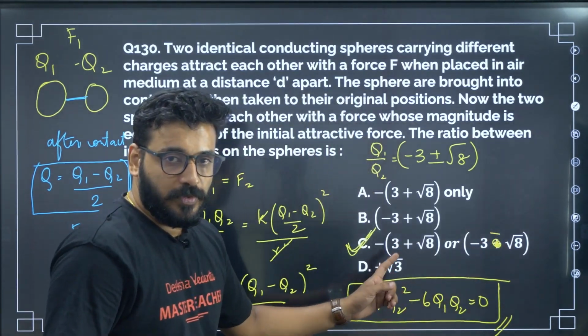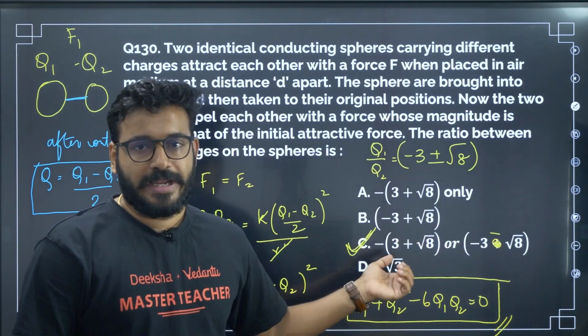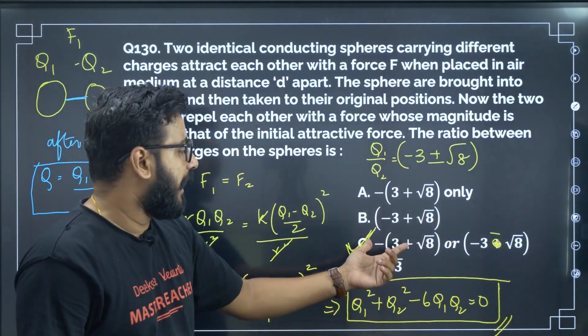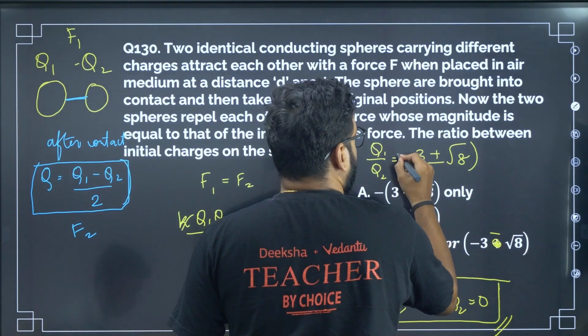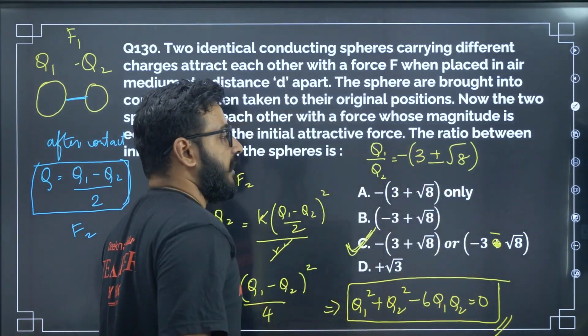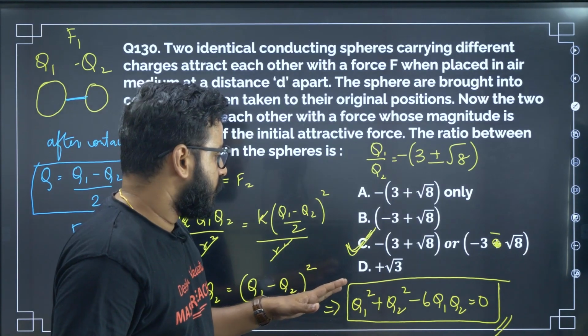Okay, so this is plus, this is minus. One of them is plus, one is minus, so it can be both. The ratio can be both. All right, minus is common, so minus 3 plus or minus root 8. Okay, yes, so this is the answer.